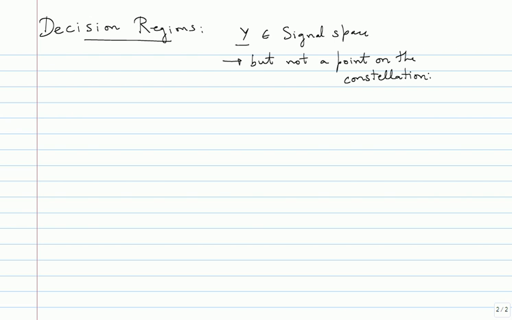So now I want to split the signal space into different regions, so that if I am falling in a particular region, my x hat is going to be a particular transmit point. So that's the whole notion of decision regions. For instance, you have BPSK, plus 1 and minus 1. Maybe this is bit 0 and bit 1. I want to find that subset of the real line.